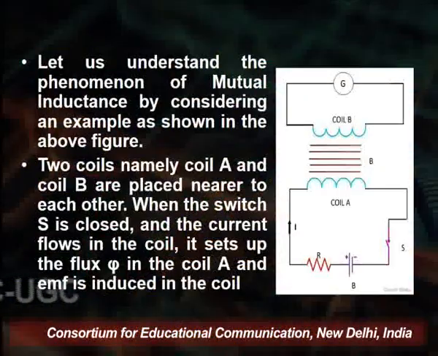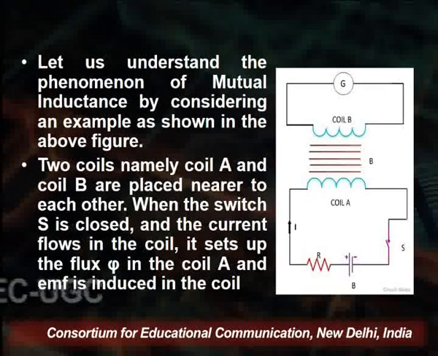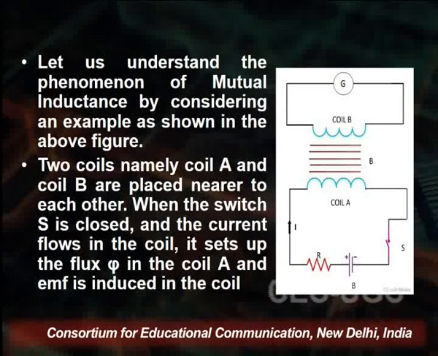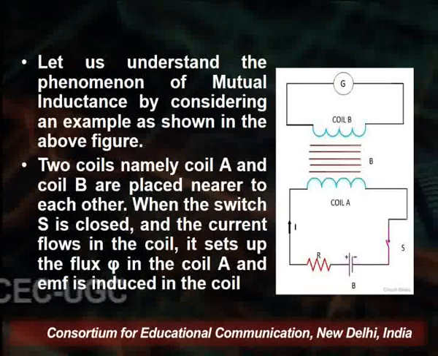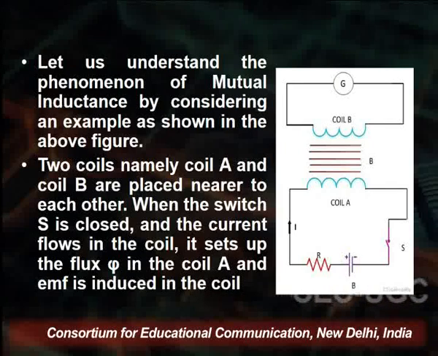Let us understand the phenomenon of mutual inductance by considering the example on the screen. We have two coils, coil A and coil B. Coil A is connected with a battery as well as a resistance, and above it is coil B, connected with a galvanometer. The two coils A and B are placed near each other, and when the switch S is closed, current flows in the coil.